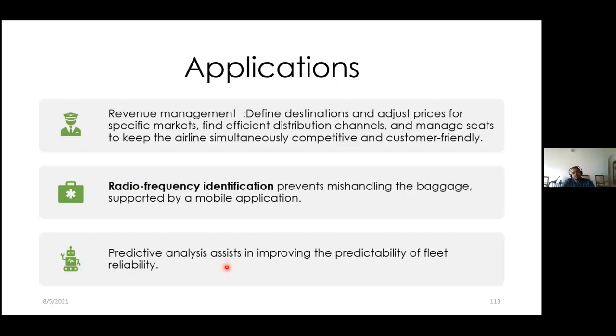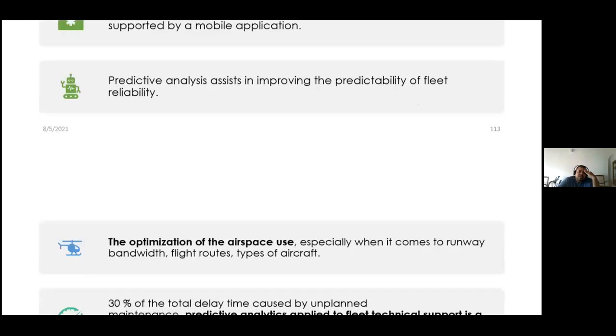Then there's predictive analysis, helping to improve the predictability of fleet reliability due to certain conditions, weather conditions, certain terrorist attacks, or certain patterns in the business. You may not want to run that route, so predictive analysis tools will give you that insight, and especially airlines like Virgin use this predictive analysis a lot. I think one of the reasons why they did well is because they looked at this particular aspect very, very closely, right?